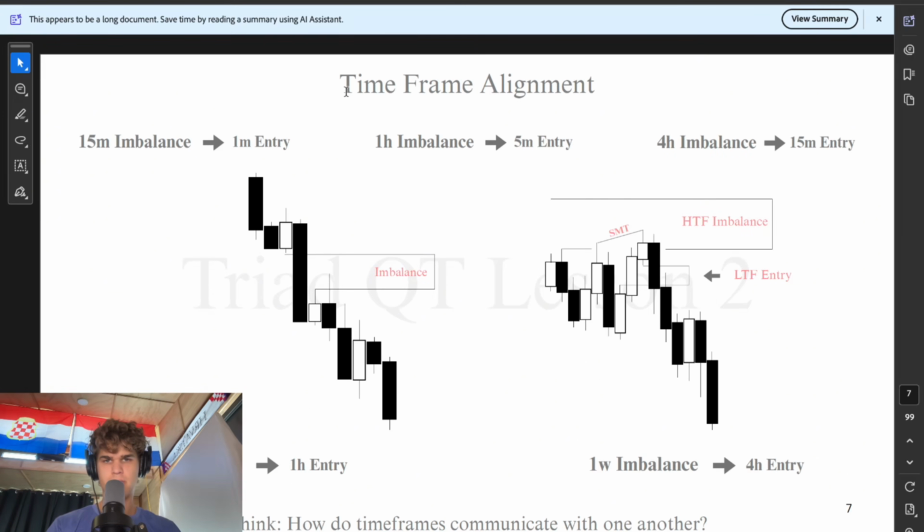Slide number 7, time frame alignment. Pretty self-explanatory here. So the 15-minute imbalance, you essentially want a 1-minute entry. In this example, could be a 15-minute imbalance right here, in the middle here. Higher time frame imbalance, and on the 1 minute, you can have your SMT right here. Pretty easy. Easy stuff.